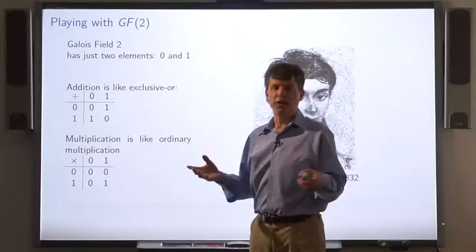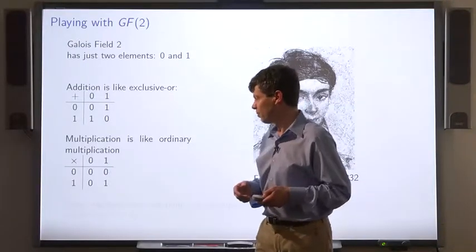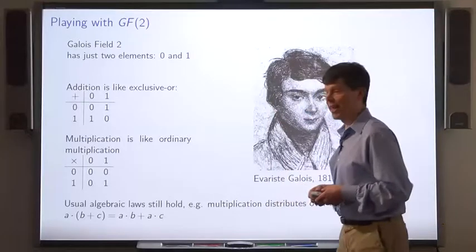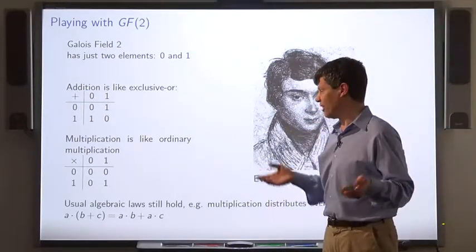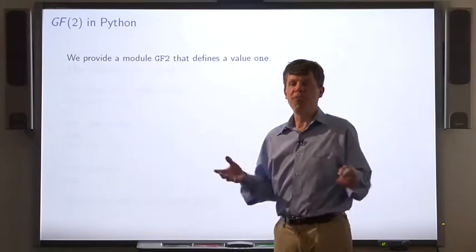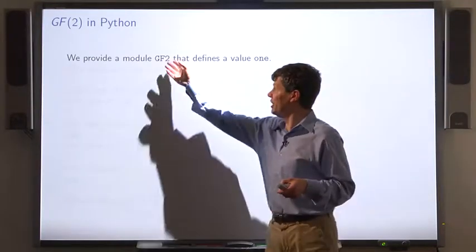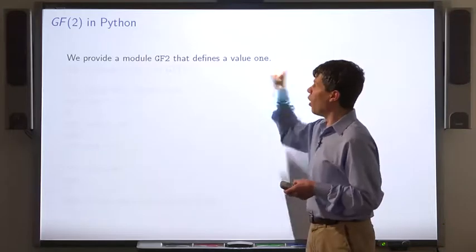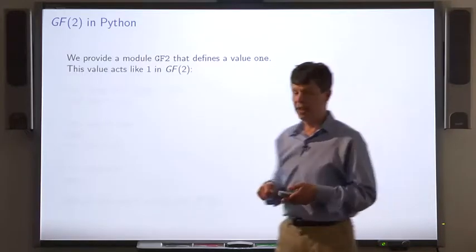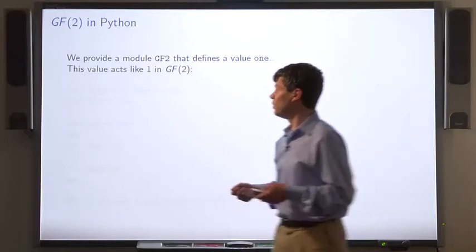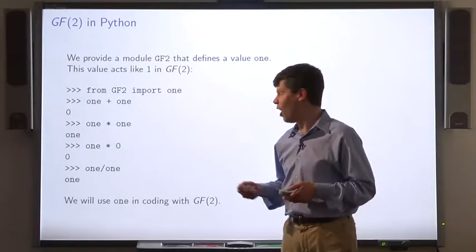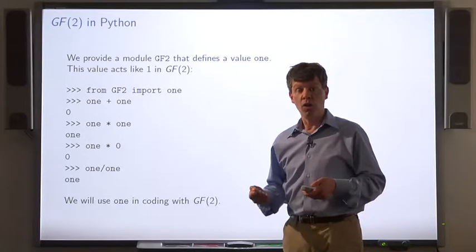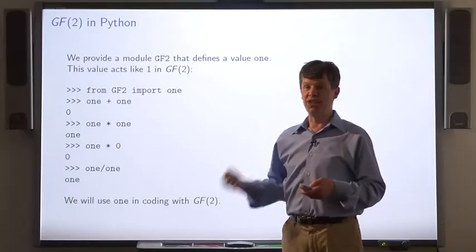Multiplication is just like ordinary multiplication of 0 and 1. And the usual algebraic laws hold. For example, multiplication distributes over addition. And we'll provide a simple module called GF2 that defines a value 1. This value acts like the 1 in GF2. And we'll use 1 when we write programs that operate on GF2 values.